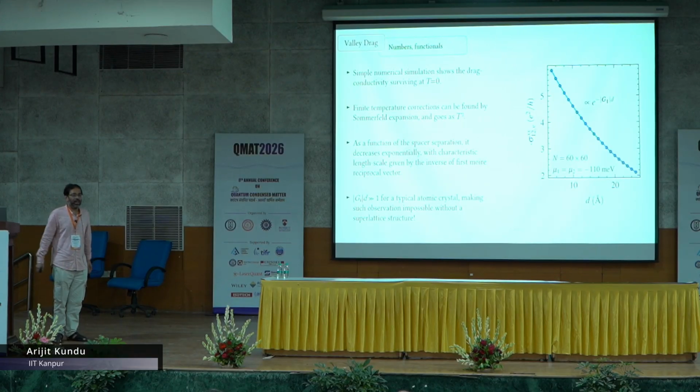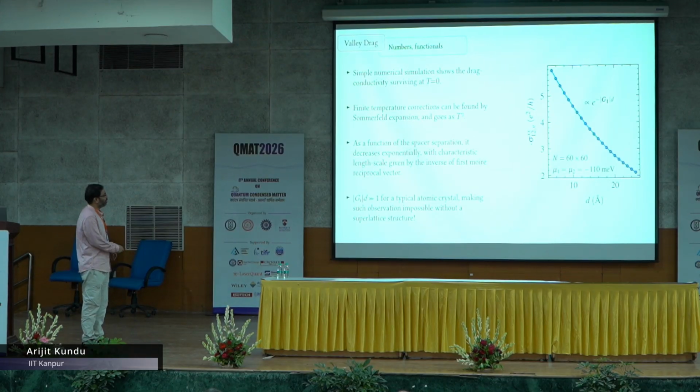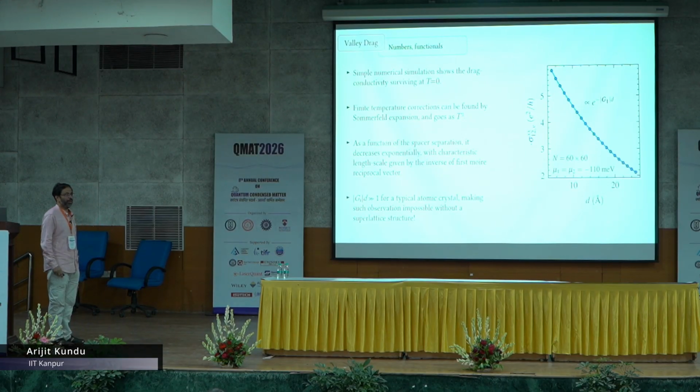Okay. So what happens in the Moire system is that the G becomes much smaller. So the G times D can become of the order of 1. Here it is of the order of 0.5 in terms of real numbers, the numbers we are used to.